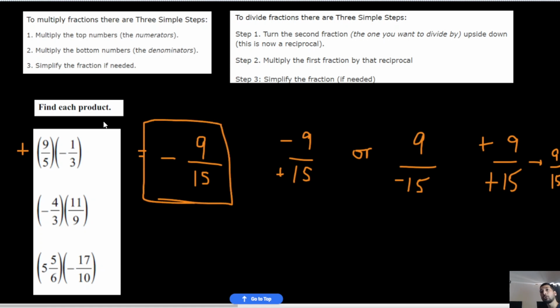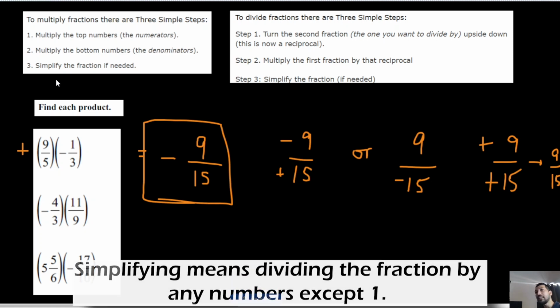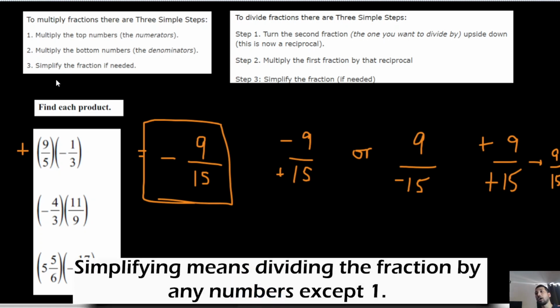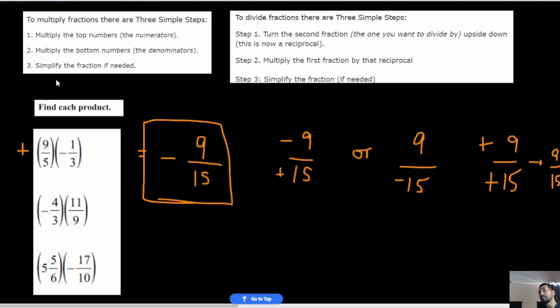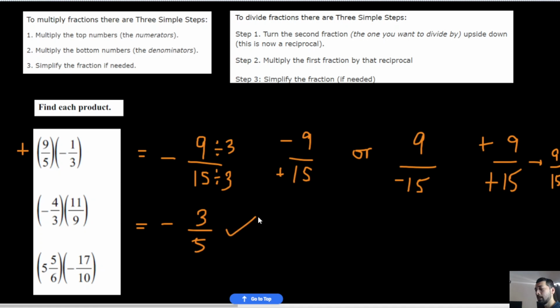But now we need to go to the third step, which is simplify the fraction if needed. Now to simplify the fraction, we see whether we can divide the top and the bottom number by any other number except 1. In this case, we can divide both 9 and 15 by 3. So we divide 9 by 3 and we divide 15 by 3. So you get negative 3 over 5. So that is the simplified answer we have for the first problem.